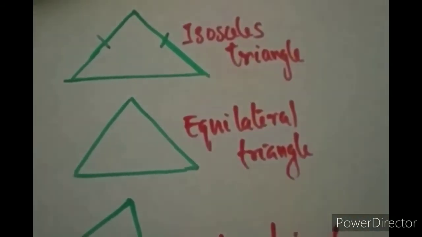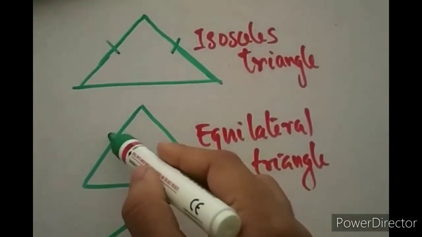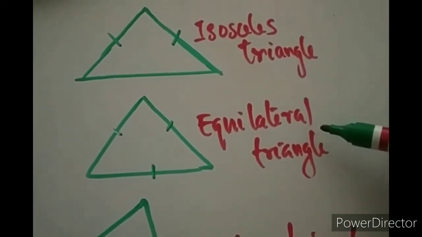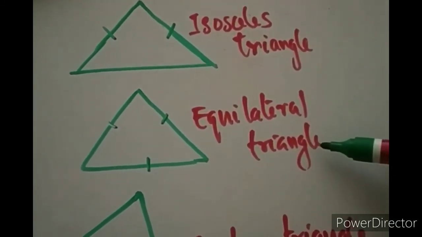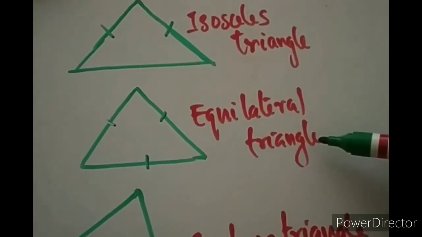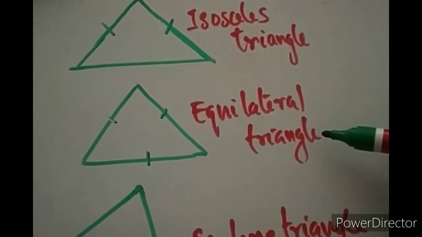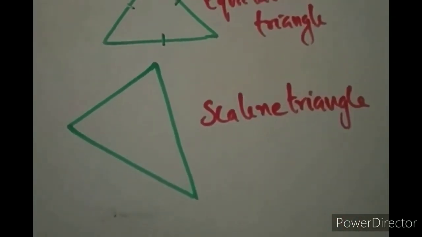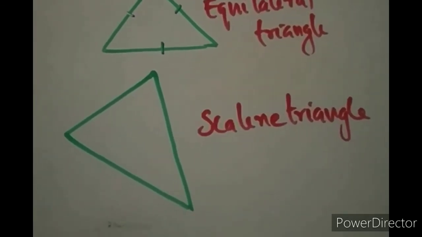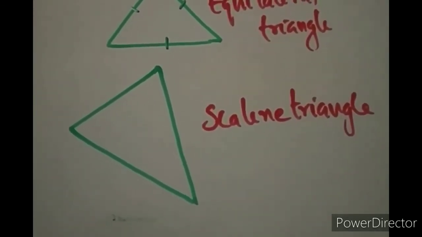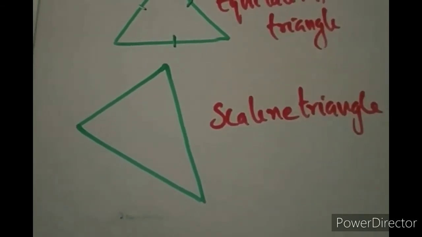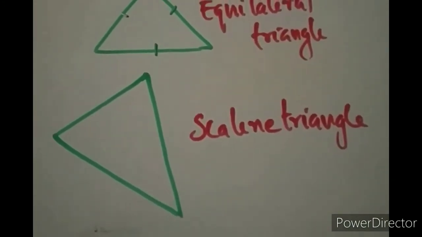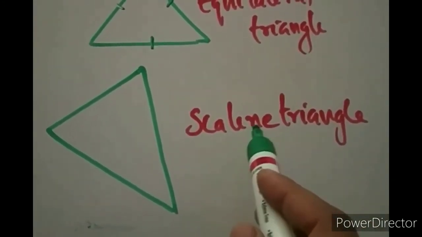Now, if all the three sides of a triangle are equal, then we will call such a triangle an equilateral triangle. So, an equilateral triangle is a triangle with all three sides equal. All the three sides have the same length. Now, what about if all the sides of a triangle are different? That means all the sides have different lengths. If all the three sides are of different length, we will call such a triangle a scalene triangle.